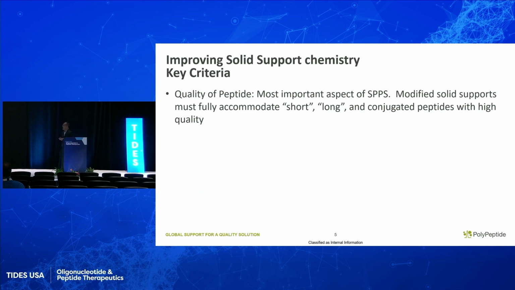There are several key criteria we want to consider before we approach this topic. One is that whatever linker construct we build has to deliver high quality peptide, because a lot of these peptide molecules are APIs, so quality cannot be sacrificed. It has to accommodate short peptides, long peptides, or complicated conjugated peptides, and maintain high quality.